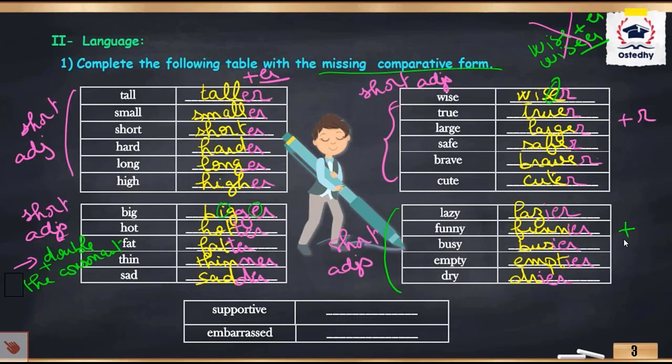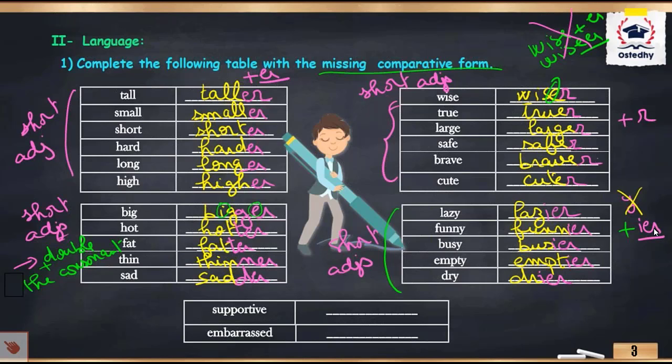However, in here, what did I add exactly? I changed the Y. The Y by E. We put I-E-R instead of Y. Okay? So as you can see, all of them are short adjectives, but they have different ways of making the comparative form. It's okay now?